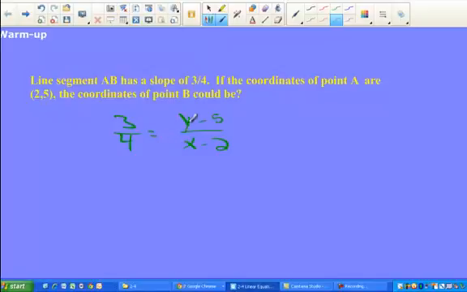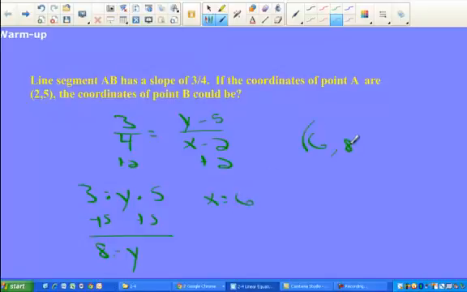So I have two separate problems that I want to pull this into. So if I have 3 equals y minus 5, I'm going to add that 5, plus 5 plus 5, so y equals 8. And same thing here, plus 2 plus 2, x equals 6. So that means then the other pair would be 6, 8. Okay, so breaking that up into two parts.